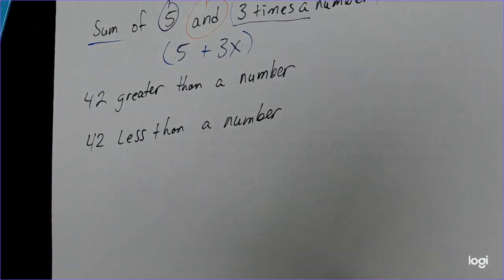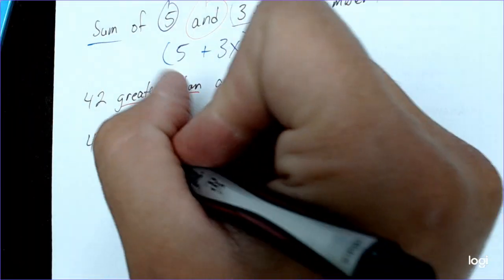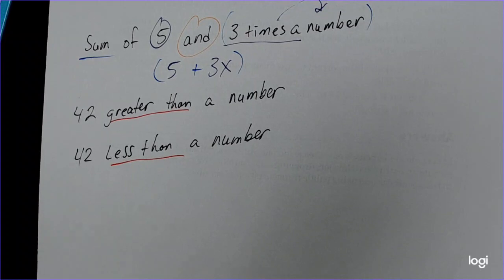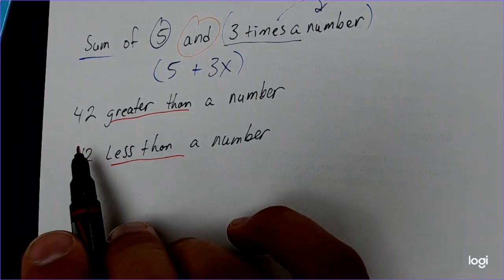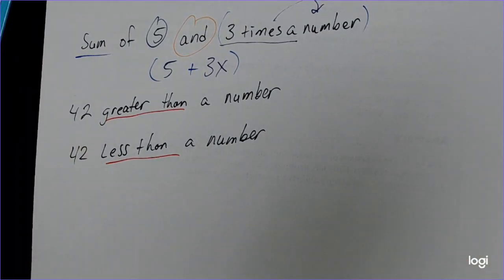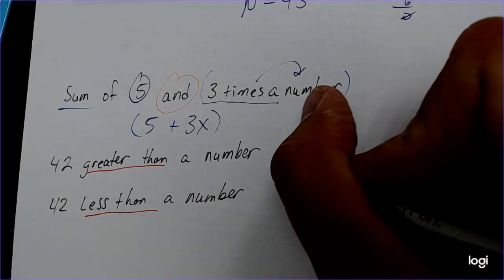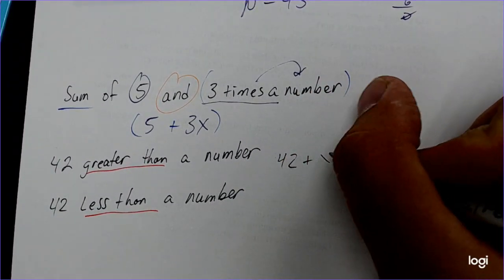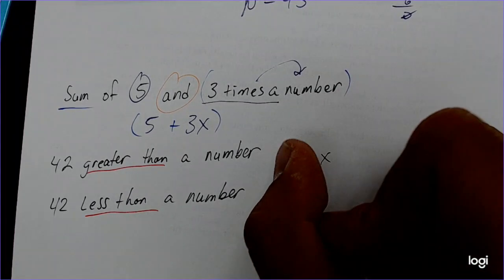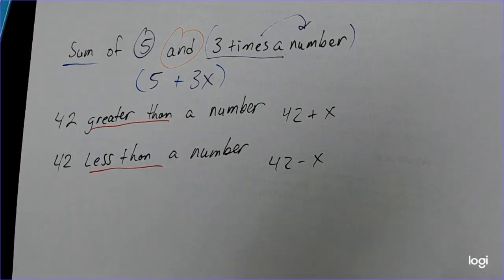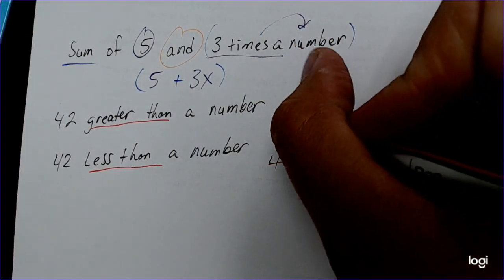Now, the other two things that we need to watch out for are these phrases, greater than and less than. These are little trick phrases. So you might be tempted to write, okay, 42 greater than a number, well, that's just going to be 42 plus x, and 42 less than a number, that'd be 42 minus x. You might be tempted to do that. That is, in fact, wrong.